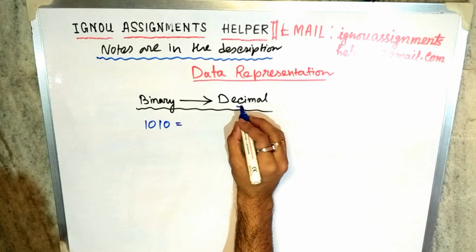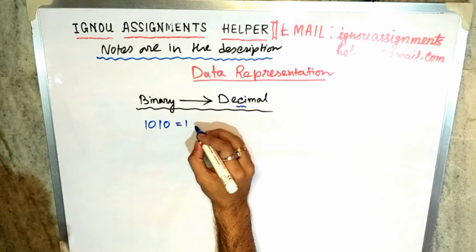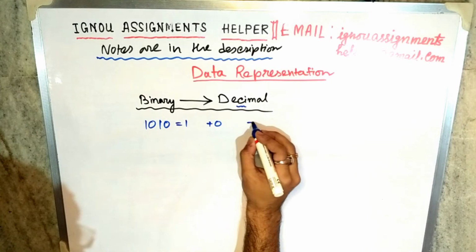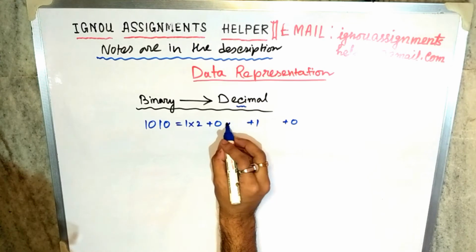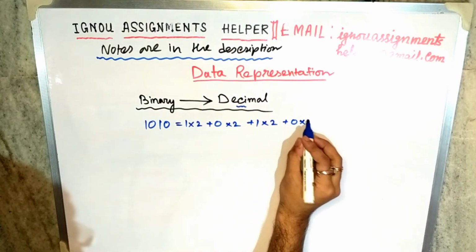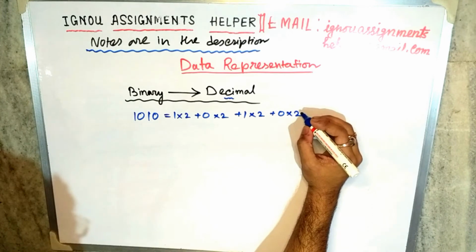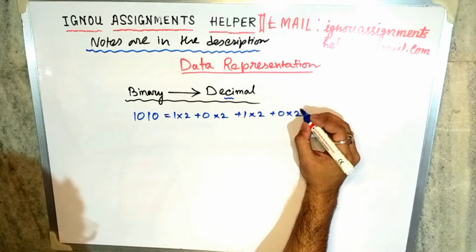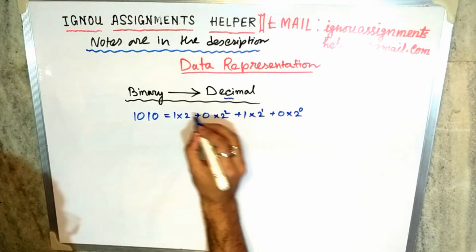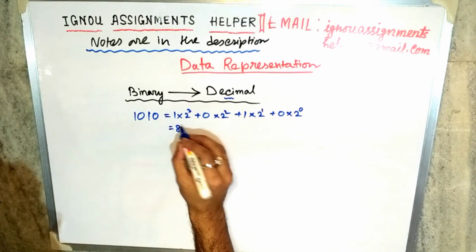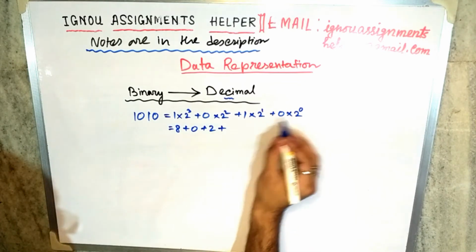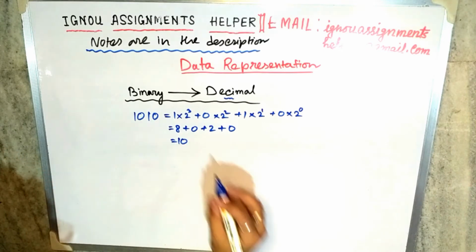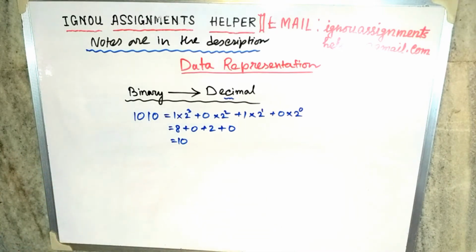If you want to convert it into a decimal number, we'll first write the number this way: 1010. Next, we will multiply each digit by 2, and we'll increase the power of 2 for each digit. So this will be power 0, this 1, this 2, this 3. So this will be 8, this will be 0, this one will be 2, and this one will be 0. So this will be 10. So 1010 in binary is 10 in decimal.